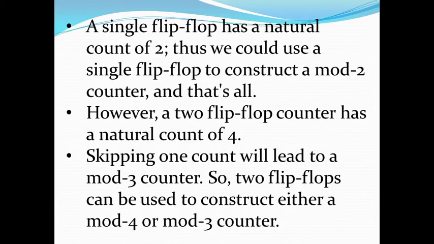A single flip-flop has a natural count of 2. Thus, we could use a single flip-flop to construct a mode 2 counter, and that's all. However, a 2 flip-flop counter has a natural count of 4. Skipping one count will lead to a mode 3 counter. So, 2 flip-flops can be used to construct either a modulus of 4 or a modulus of 3 counter. That means using 2 flip-flops, 2 raised to 2, you can construct a modulus of 4 counter, and by skipping one of the states, you can convert this mode 4 counter into the mode 3 counter.